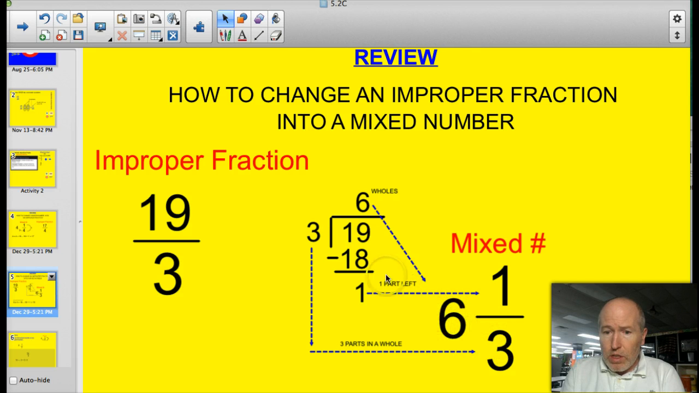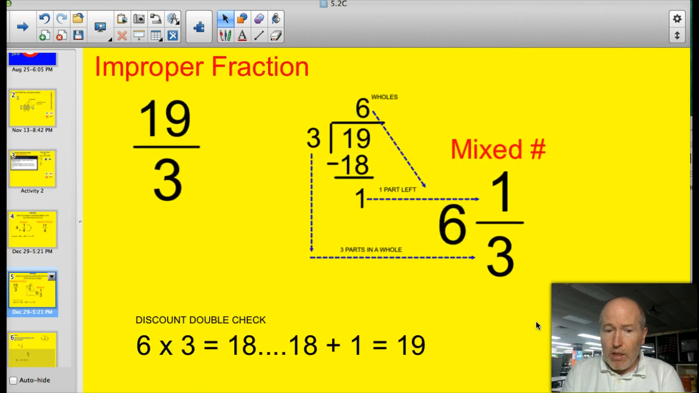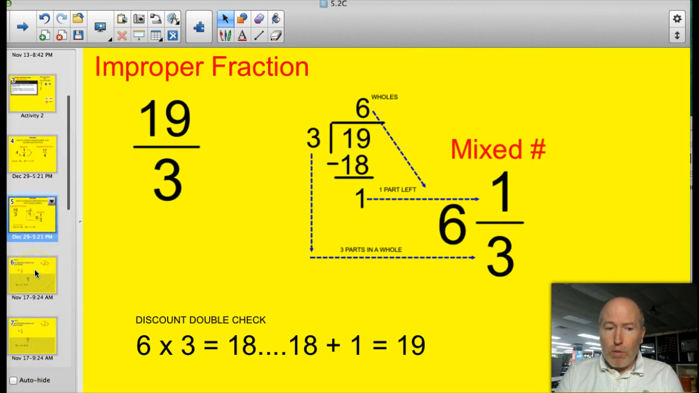6 wholes and 1 part remaining out of 3rd. Here's your fraction. How do you check it? Well, go back. 6 times 3 is 18, plus 1 is 19/3. 6 times 3 is 18. 18 plus 1, 19. Okay, or 19/3. You with me? I think you're ready to try a couple problems on your own.